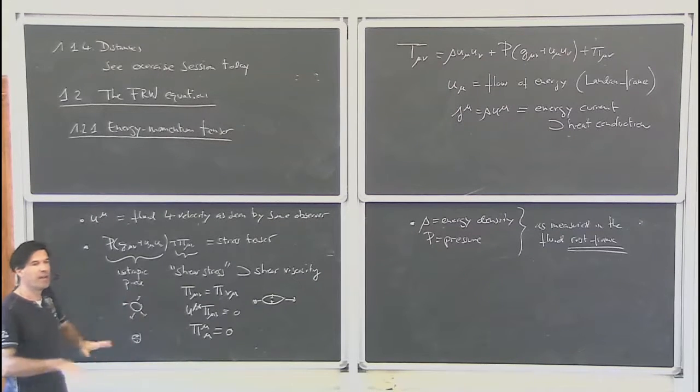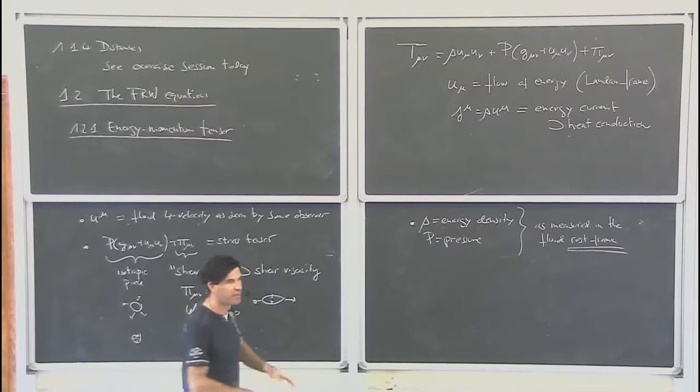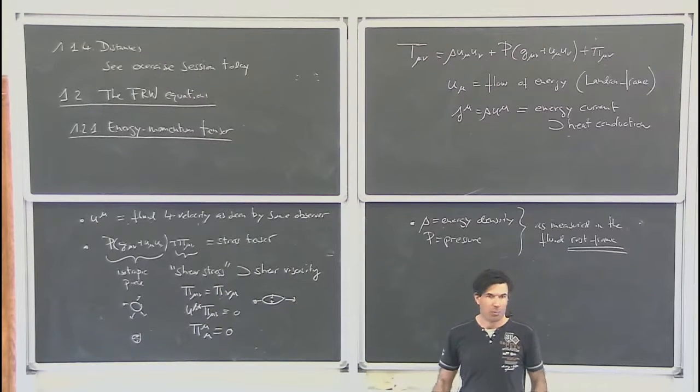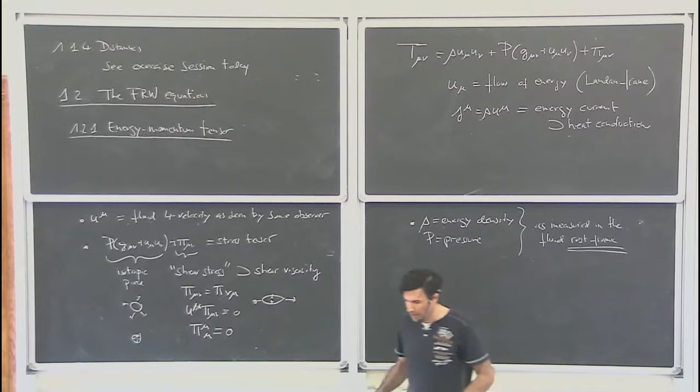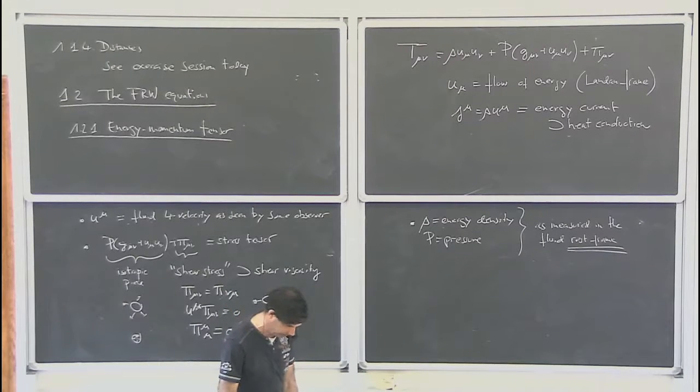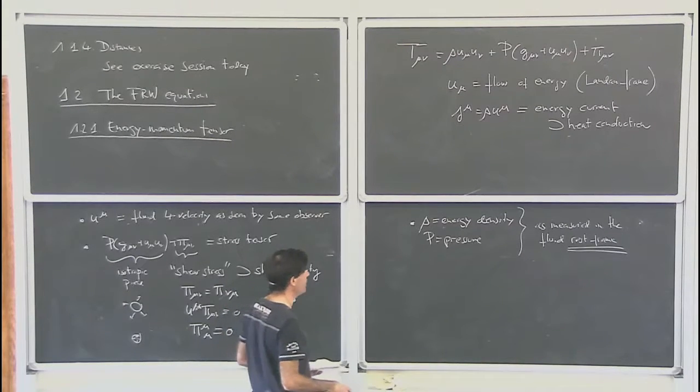But for realistic fluids in the early universe, this is usually, I think, completely negligible. So P basically will be the usual equilibrium thermodynamic pressure.